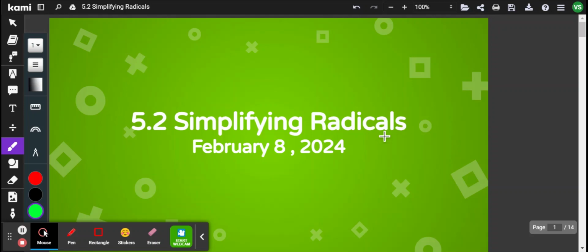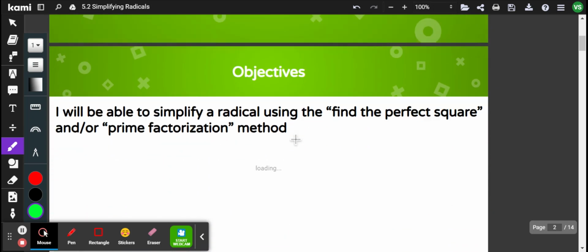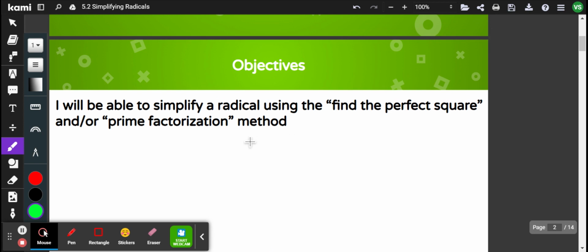In this particular lesson, we will learn about simplifying radicals, lesson 5.2. After this lesson, you will be able to simplify radicals using the perfect square method and/or the prime factorization method.